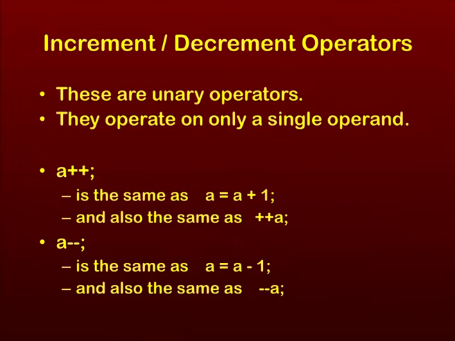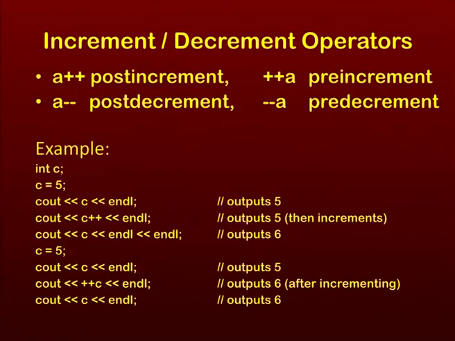How? a++ is post-increment and ++a is pre-increment. a-- is post-decrement and --a is pre-decrement. We see an example. Let us have c as an integer. If the value of c is 5 as assigned, and I write cout << c, that means the value is 5 because there is no change.